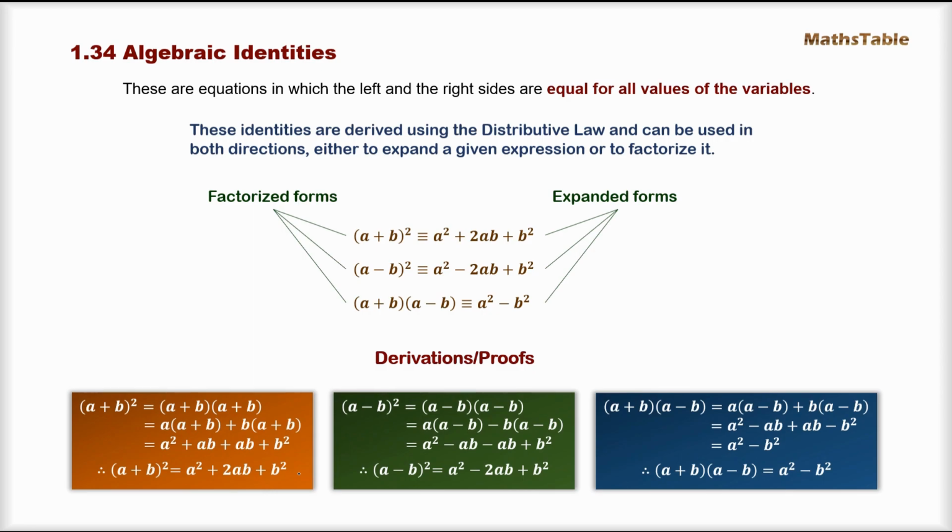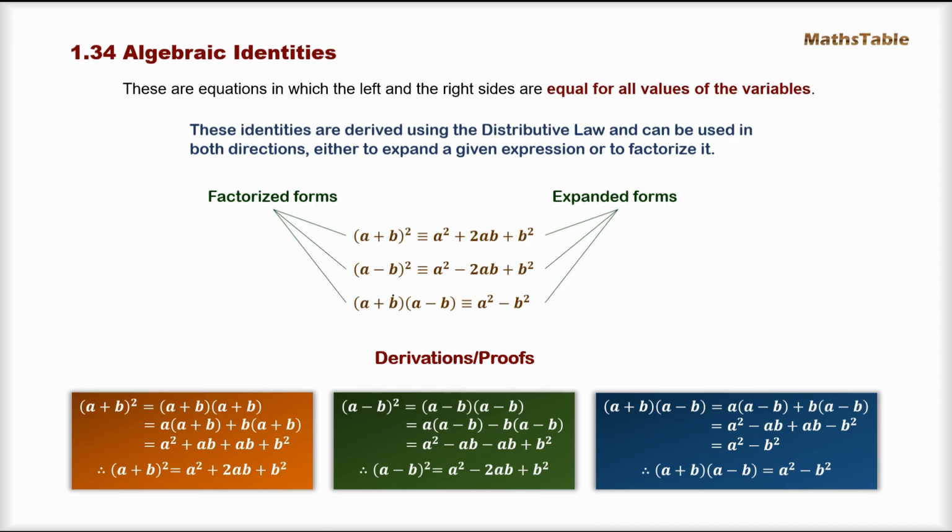This is how all these three identities are derived using the same distributive law which we discussed earlier. For example, the first identity, a plus b whole square, can be written as a plus b times a plus b, and we can expand using the distributive law and, simplifying it afterwards, we get the final result. And the same goes for the other two identities. So this is how these three identities are derived.